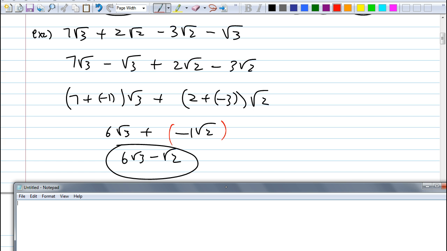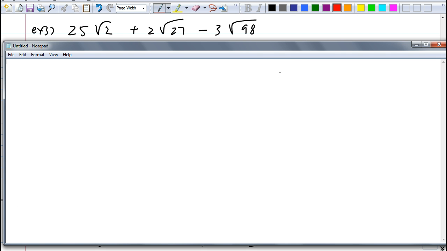Okay, let's see how they get a little bit more creative here. Let's look at example 3. Okay, take a look at example 3. I have 25 rad 2 plus 2 rad 27 minus 3 rad 98. Tajwar, do I have any like term?